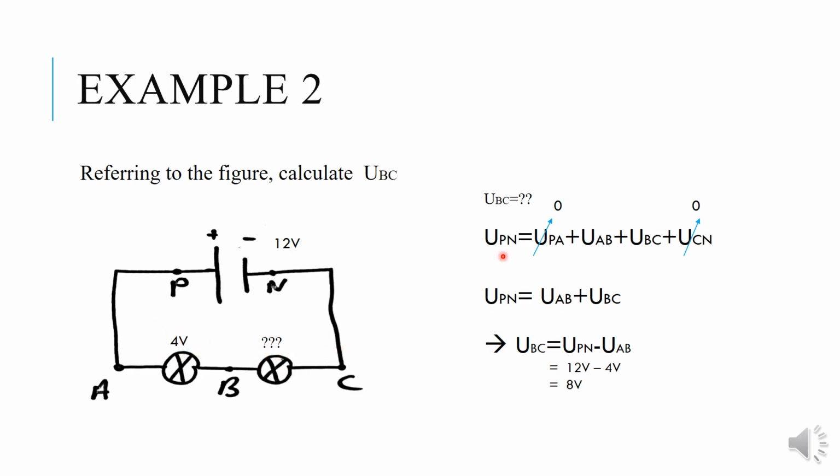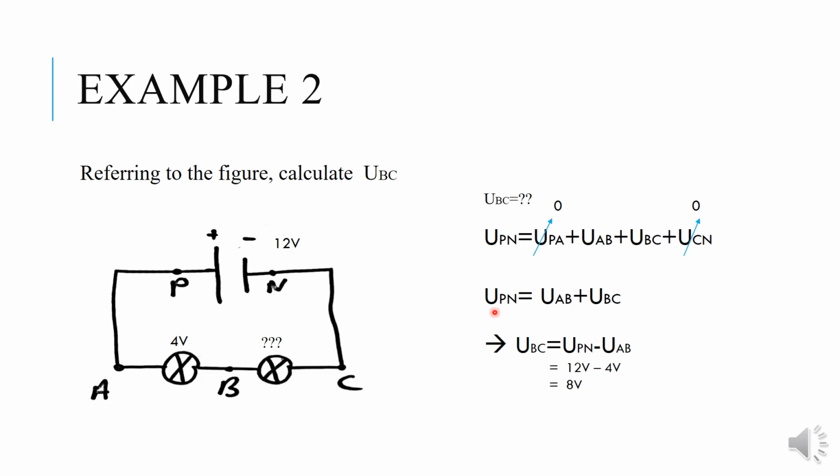Let's apply the rule. UPN, the voltage across the battery, is equal to UPA, following the points, UPA plus UAB plus UBC plus UCN. UPA equals 0 volts since it's a connecting wire. UCN equals 0 volts since it's a connecting wire. So we have UPN is equal to UAB plus UBC. But here I have to calculate the voltage across UBC, the voltage across the second lamp.